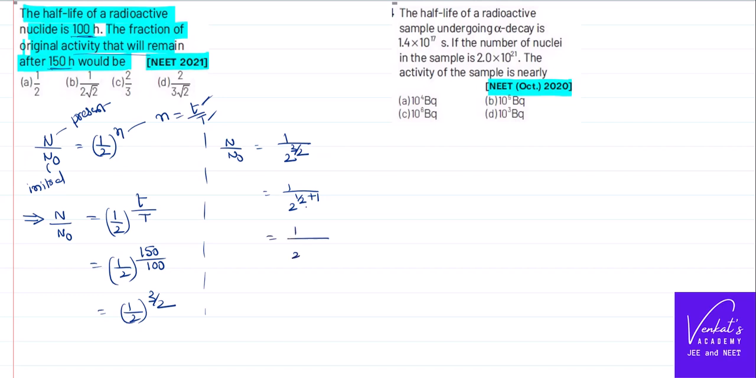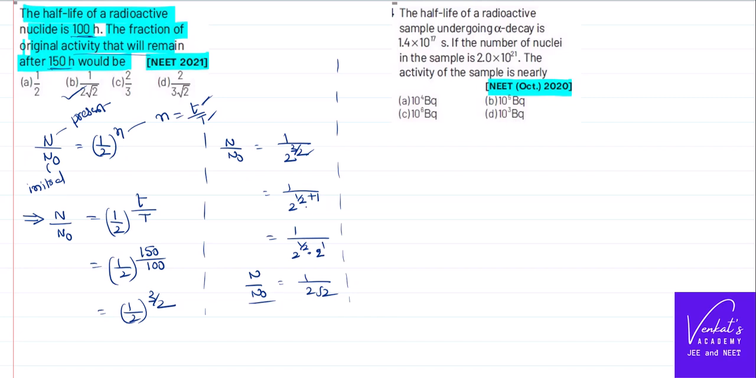That is 2 power of 1 by 2 into 2 power of 1. In the power, you can add the powers if the bases are same. 1 by 2 plus 1 becomes again 3 by 2. This is 2 root 2. So N by N0 is 1 by 2 root 2, which is the solution for that given simple problem.